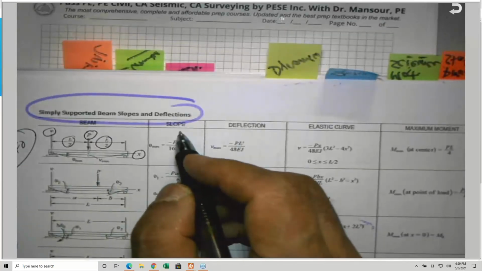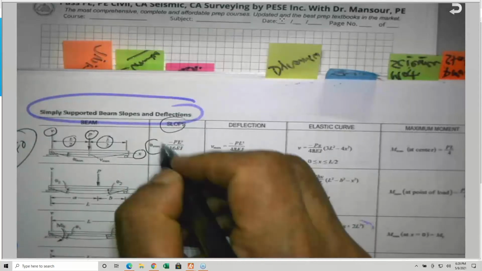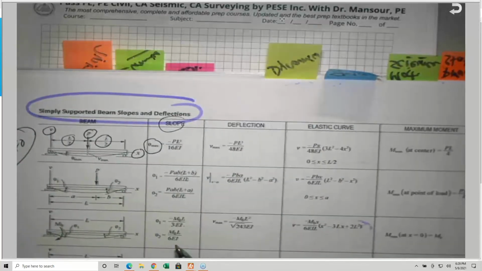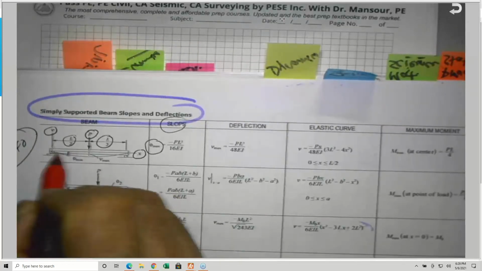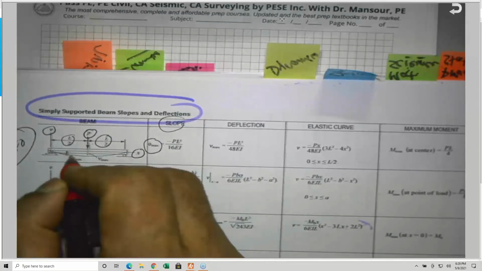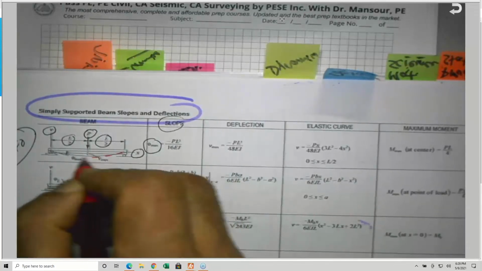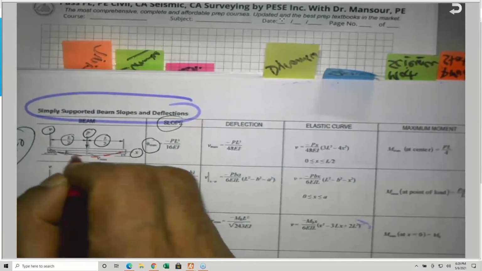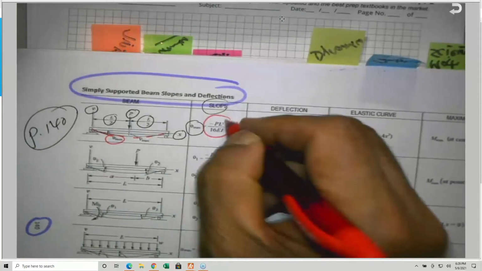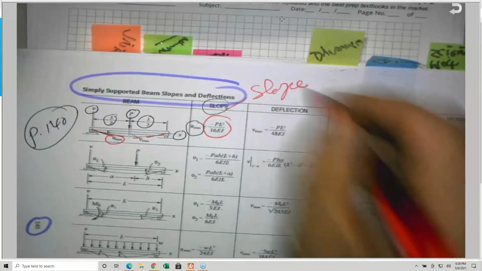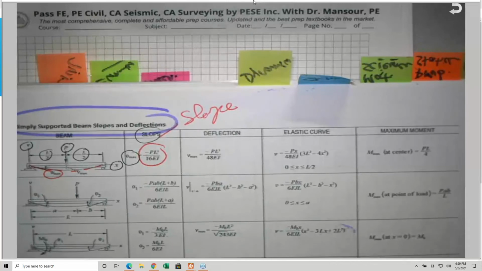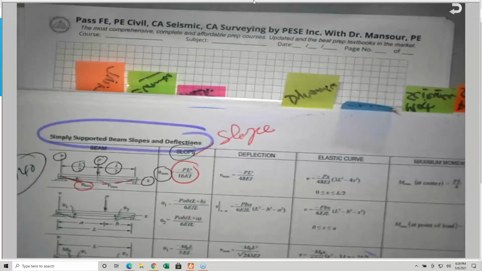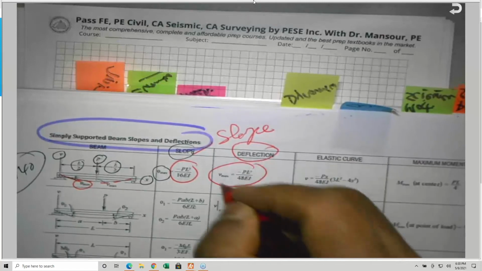So the first column here is called the slope, and they are using angle theta. What is the slope? The slope is the angle between the deflected shape of the beam and the original shape of the beam. The beam was originally horizontal, but the beam is deflected as shown. This is the deflected shape of the beam. This is the angle theta, where you draw a tangent and measure it from horizontal. So this is called the slope. The slope is not dy by dx in this case. No, this is a tangent to the elastic curve, and we can derive that. The second column is deflection, V max.